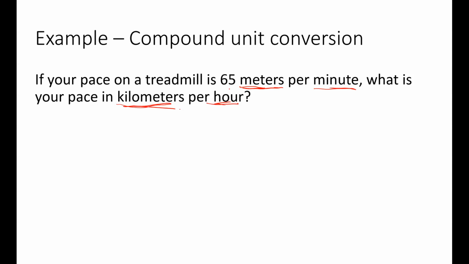Next, we want to make sure and write our starting value as a fraction. So 65 meters per minute. And I put a 1 here so that I remember that it's 65 meters for every 1 minute. It's very helpful to write it as a fraction. Make sure and write it as a fraction, top and bottom, so that you can line up all of your conversion factors. Make sure you look at where you need to end up.